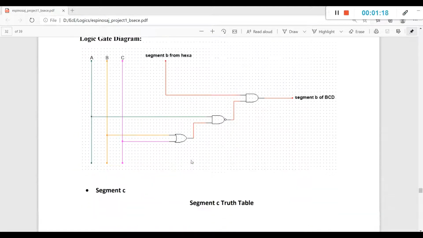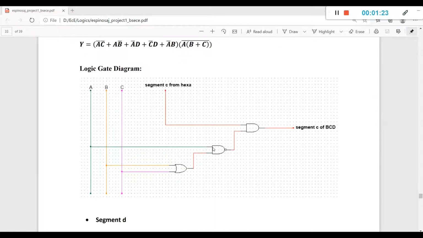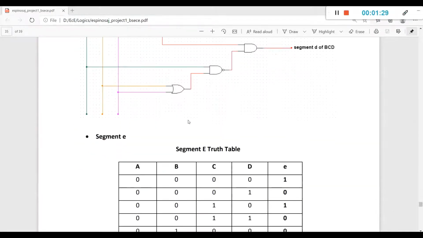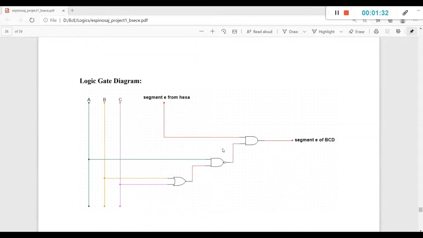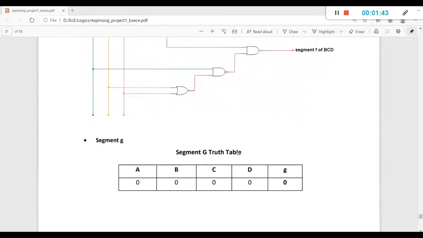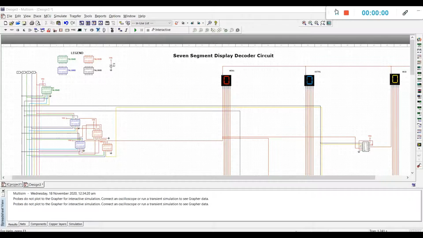If the input is more than 9, or starts from 10, all the segments will turn off for the remaining inputs from 10 to 15. It is the same circuit all throughout, and the only difference is this segment over here, which is obtained from its corresponding segment from hexa. And for segment G. So this is my final output for the 7-segment display decoder circuit, project 1.